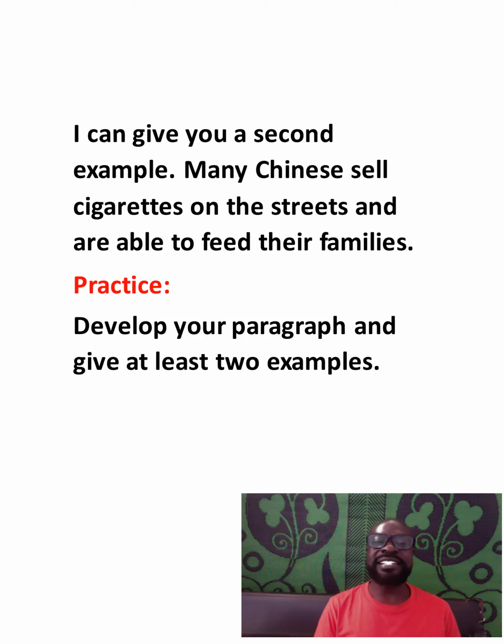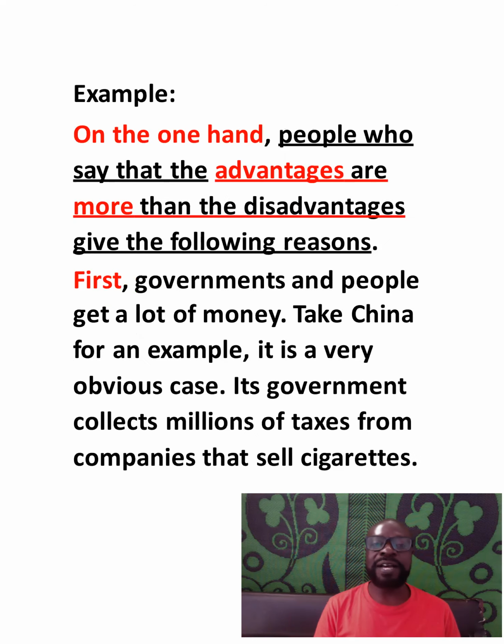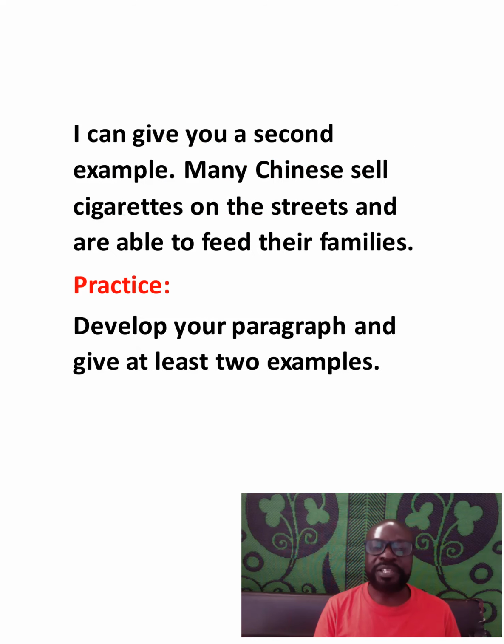Many Chinese sell cigarettes on the streets and are able to feed their families. This is the second example. Our first advantage is governments and people. Which people? The people of China, the Chinese. But you can change. You don't have to give examples from one country. You can go to another country. Many Ugandans sell cigarettes on the streets and are able to feed their family. That is an example to support my point.